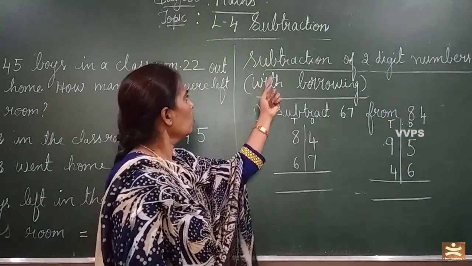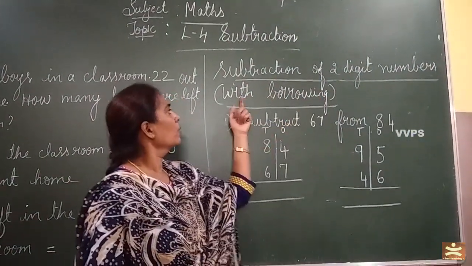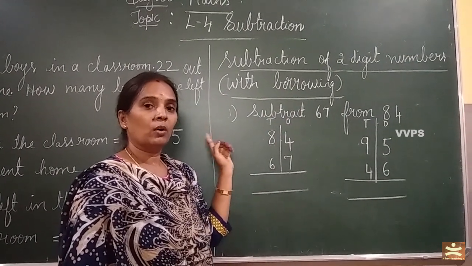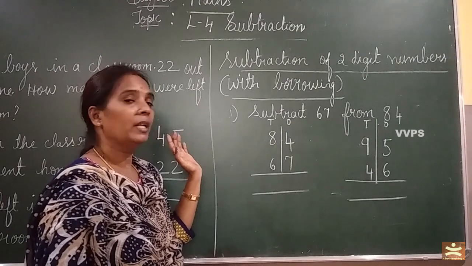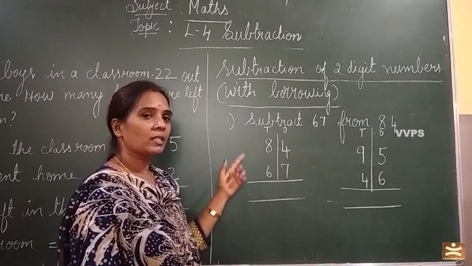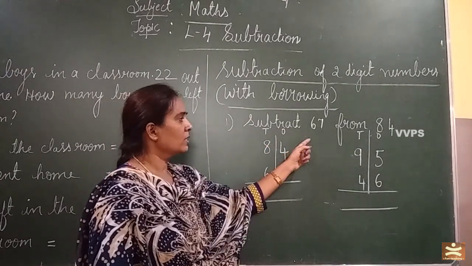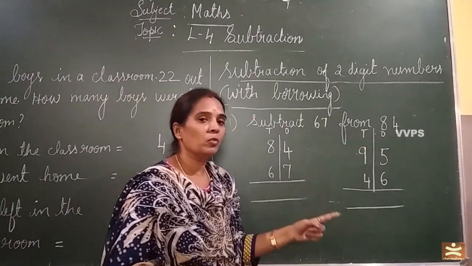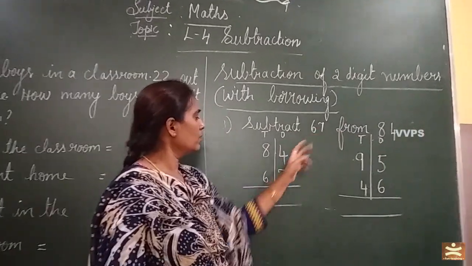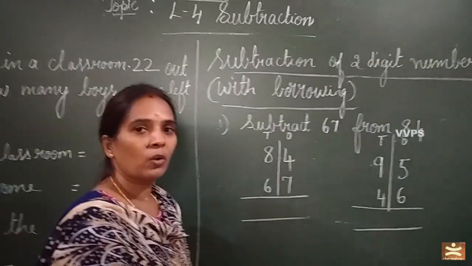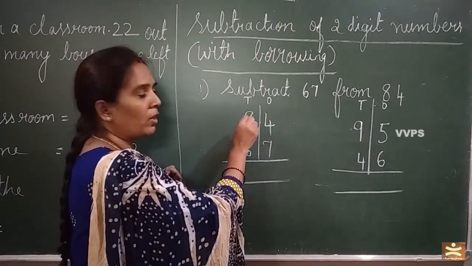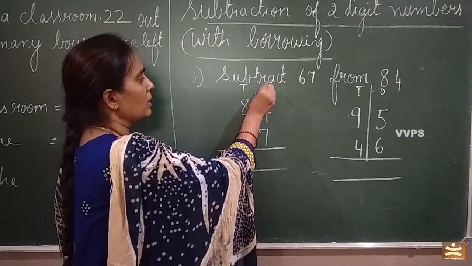Okay children, now subtraction of 2-digit numbers with borrowing. Now you learned subtraction of 2-digit numbers, then 3-digit numbers also. Now with borrowing sums. Okay children, listen carefully. Subtract 67 from 84. As I told you before, the big number you have to write first. 84. Then here 67. So first, write the ones place and tens place. You have to write the place value.